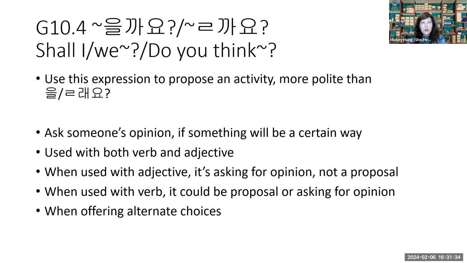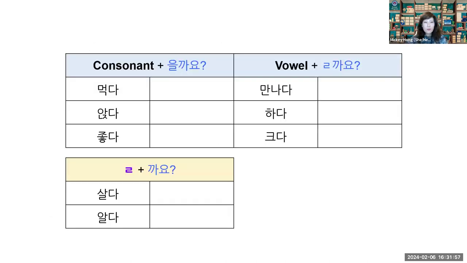Somebody does this or that? And when you use it with an adjective, it's asking for an opinion. Do you think it's this way or that way? Obviously, it's not a proposal. When you propose to do something, it has to be a verb. But a verb could be a proposal or asking for an opinion, and you use 을까요 to offer alternative choices. How we conjugate is very easy.